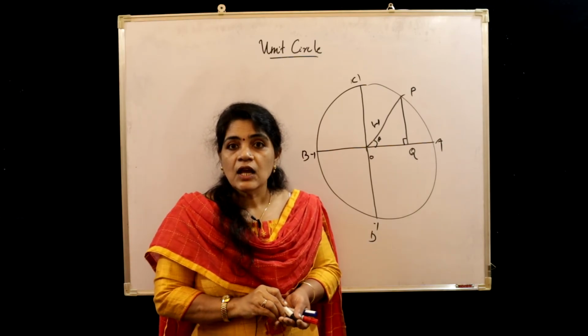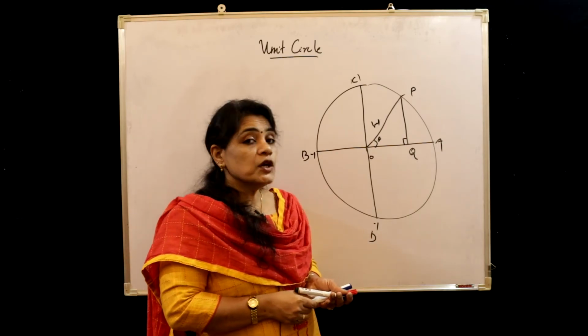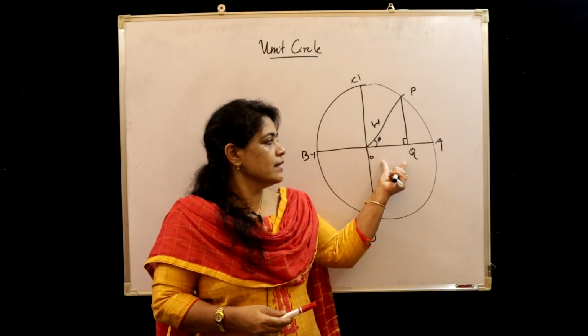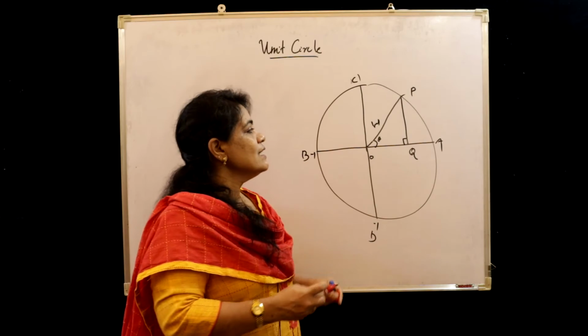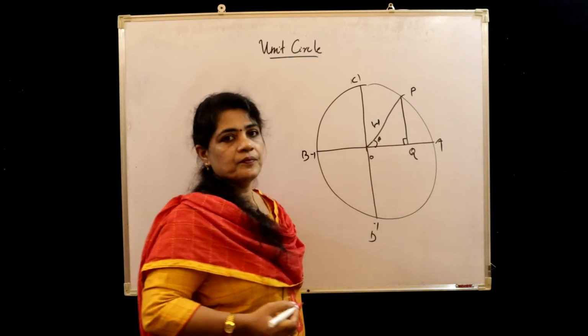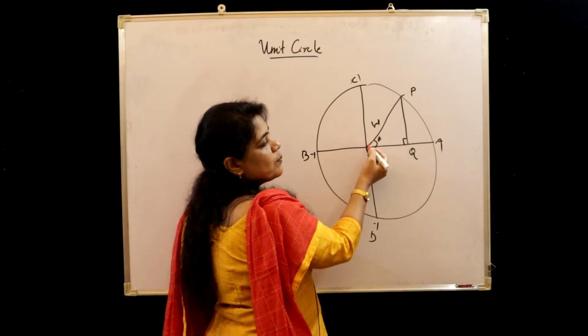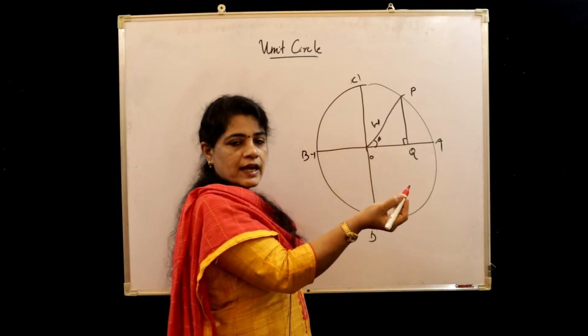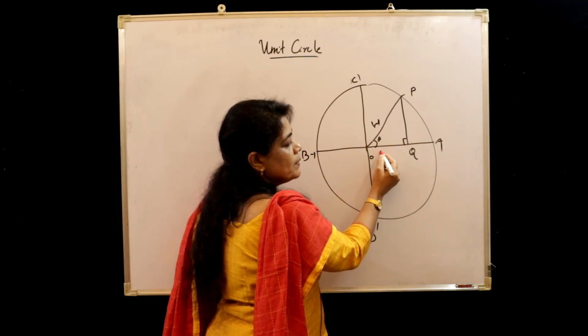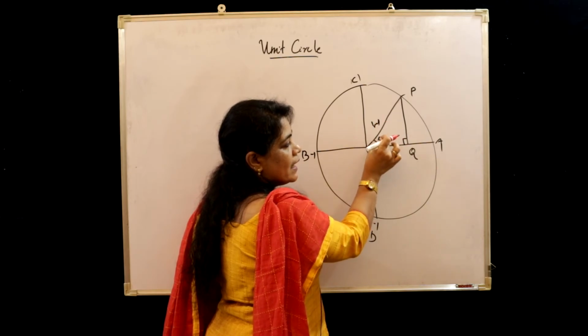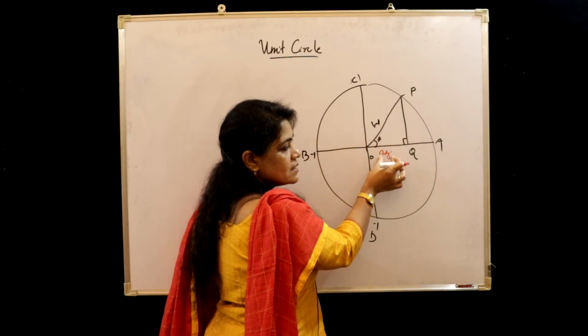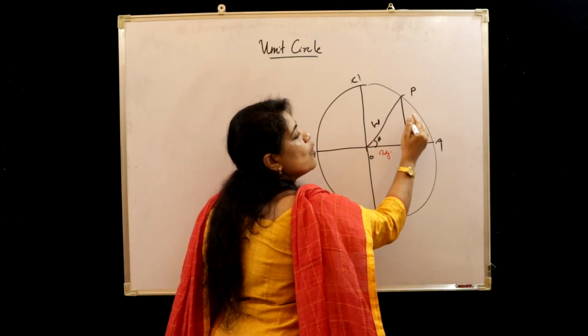What we need, children? We need PQ and OQ, this side OQ and PQ. With respect to this theta, this is the hypotenuse, because it is the side opposite to 90 degrees. So this will be the adjacent side, the arm between the included angle, that is hypotenuse, and this is the adjacent side, and this is the opposite side.